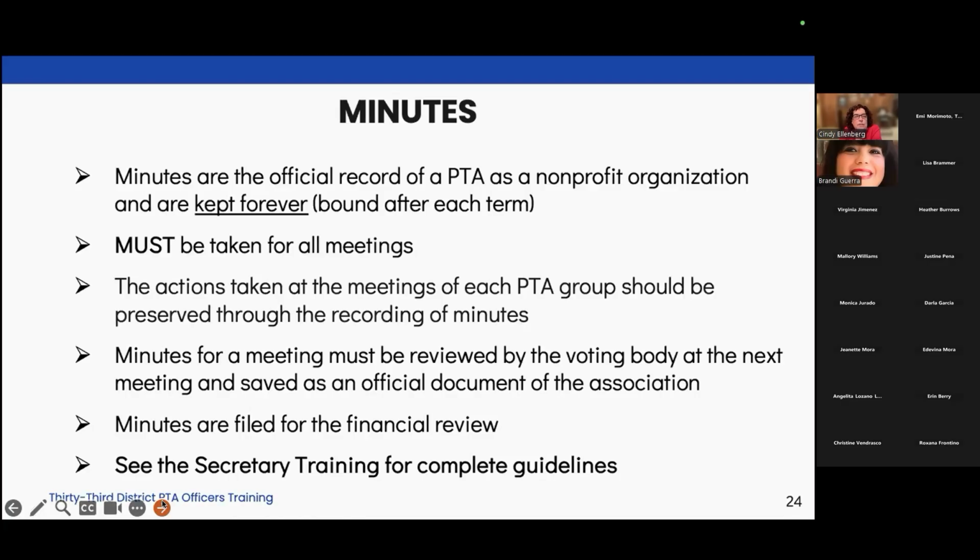If a discussion about an event is held, it should be noted that this was discussed and a vote was taken to continue or not. Your minutes for the meeting must be reviewed by the voting body at the next meeting and saved as an official document of the association and filed for financial review. The secretary training that was held on Monday night had an extensive list of guidelines for what should be included in the minutes and what should not be included in the minutes.